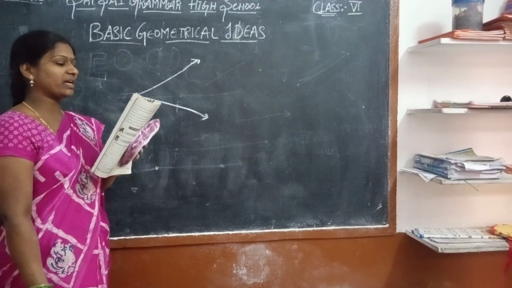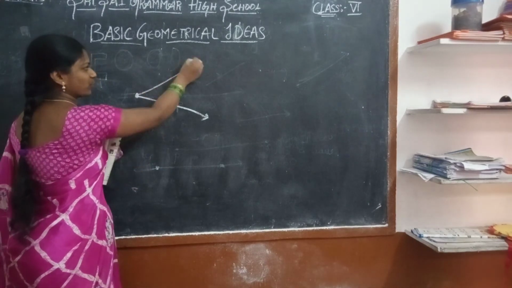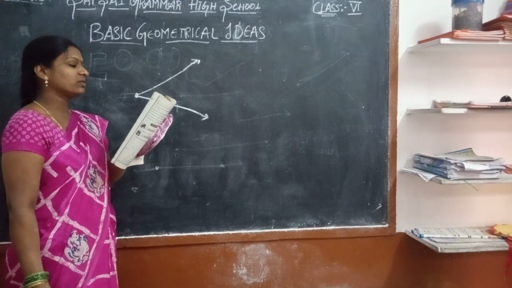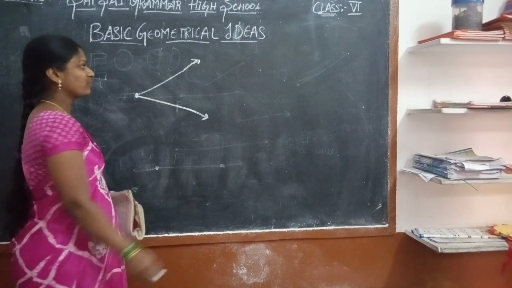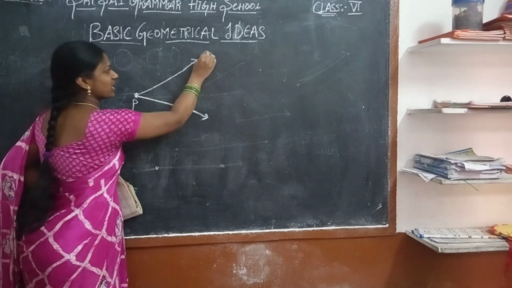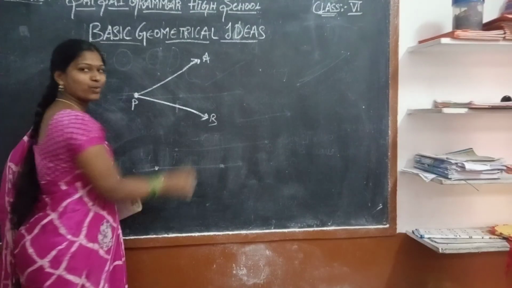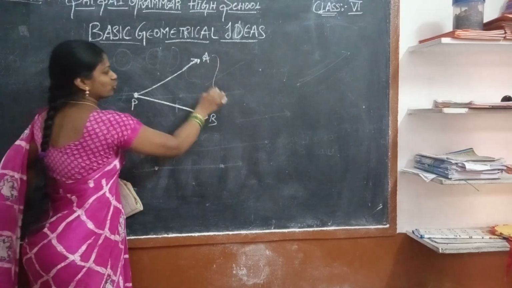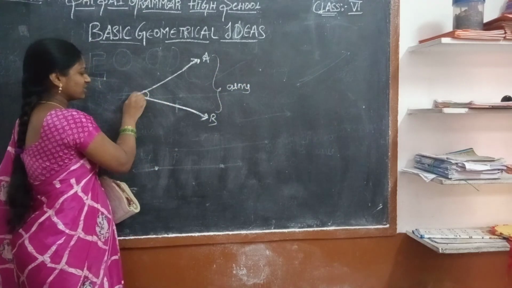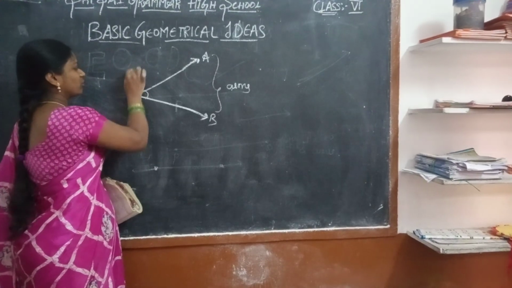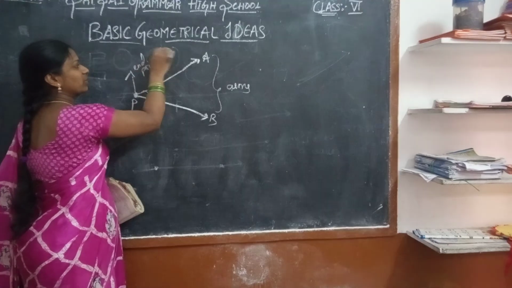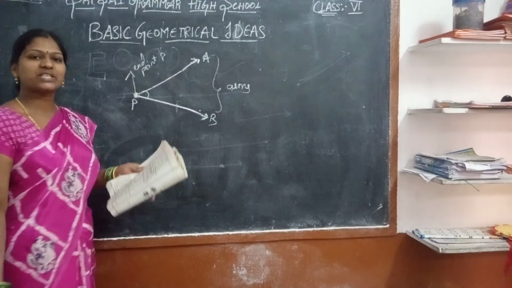What is the common endpoint? It is a common endpoint for these two rays. The common endpoint is called the vertex, and the two rays are called arms. For example, this is a point P. These are the two arms for this angle, and this is the common endpoint for these two arms A and B.